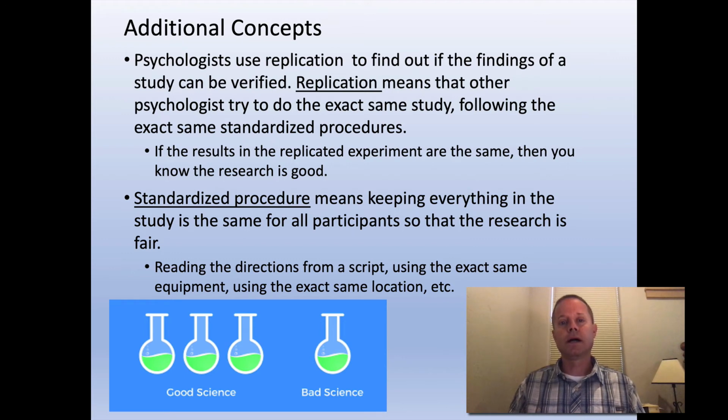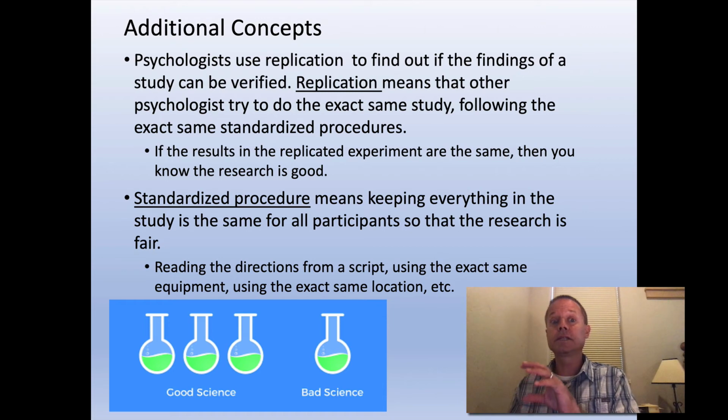Okay, a few more concepts here before we wrap up research, before we wrap up experiments. There's something called replication. So psychologists use replication to find out if the findings of a study can be verified. So we found out breast milk had this really important effect, but is that just one fluke experiment, or is that going to be true if other people try the same research? So replication means that other psychologists try to do the exact same study following the exact same standardized procedures. If the results are replicated, then you know the research is good.